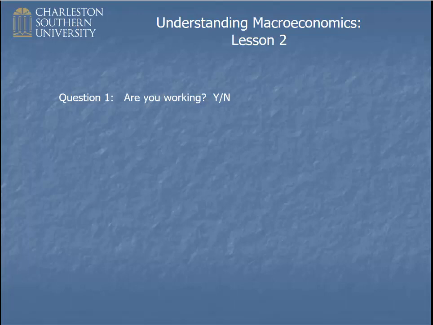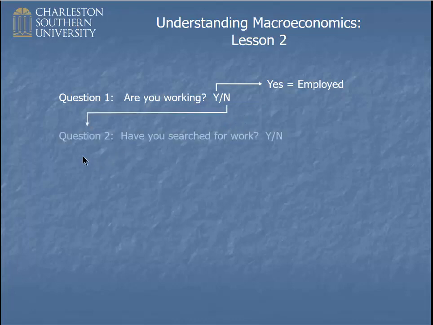The first question is, are you working? Yes or no? So if you answer yes, then you are put in the employed box. And if you answer no, you go down to question number 2. And question number 2 says, have you searched for work in some time period? Now, frankly, I can't remember if it's have you searched for work in the last 2 weeks, or in the last 10 days, or in the last 15 days? I don't remember, but it's a pretty short time period. Have you searched for work, yes or no?